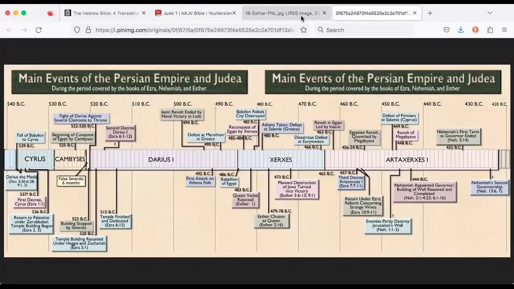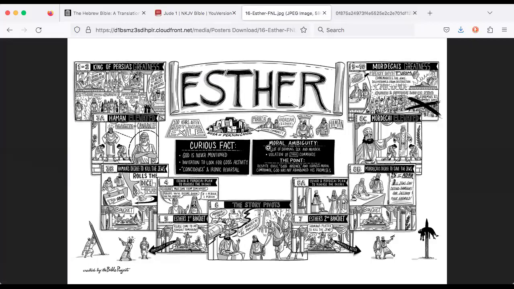Yeah, so let me go online here. Actually, there's this poster that the Bible Project has. If you go to thebibleproject.com and you look up Esther, you'll find a video, and right under the video there's a thing called poster. For each book of the Bible, they actually have a poster.